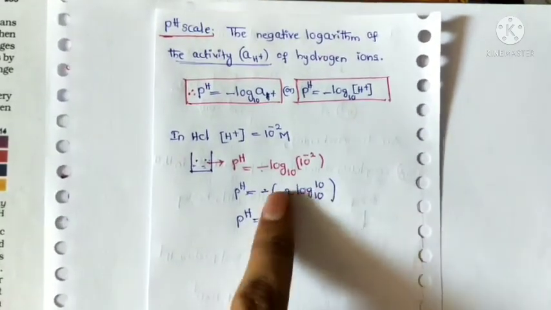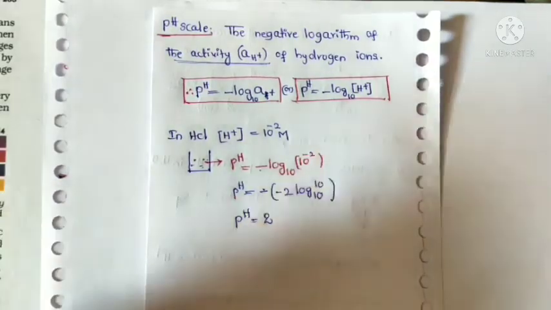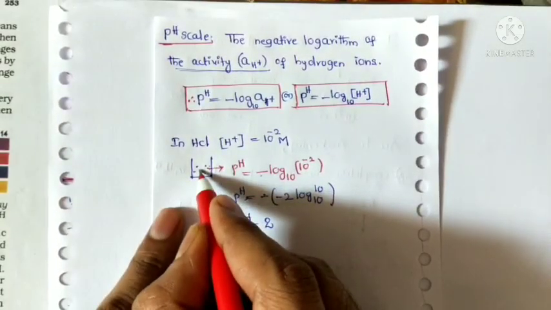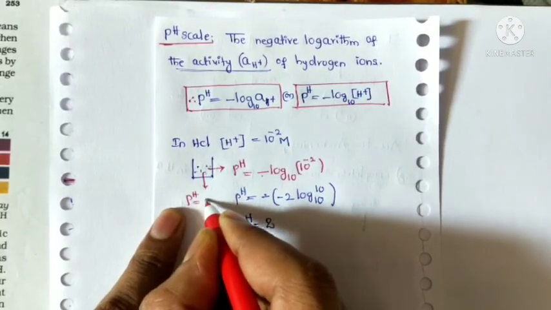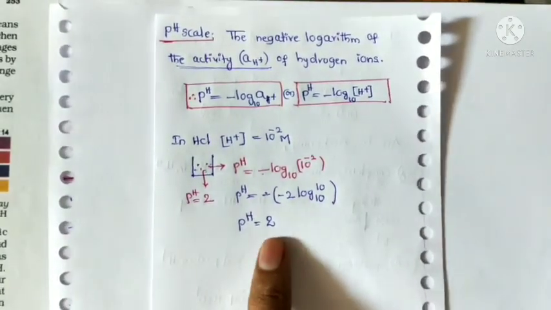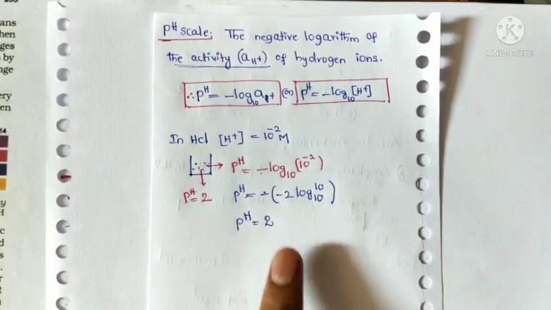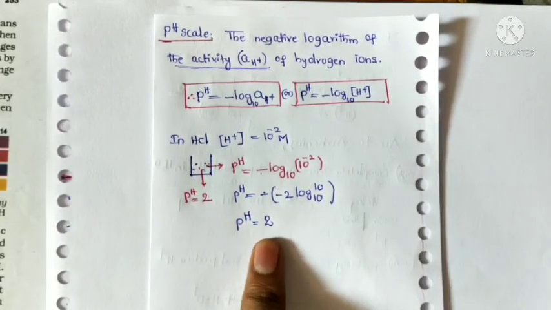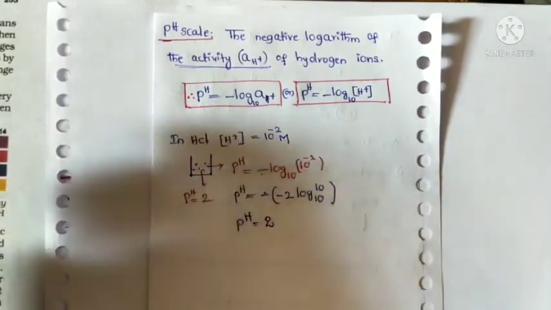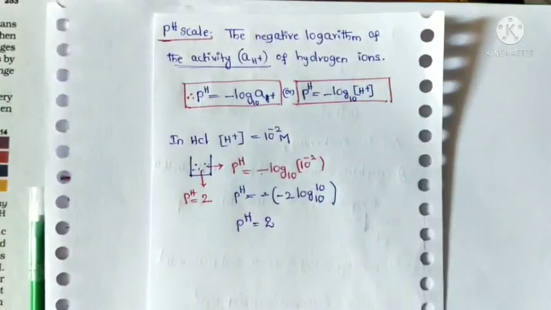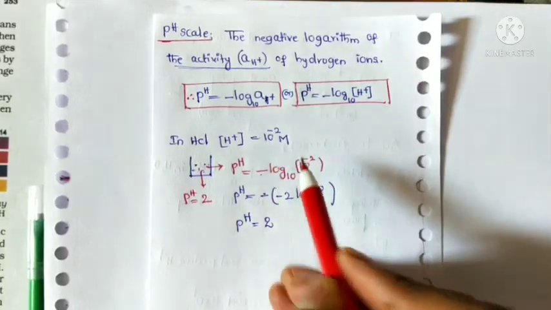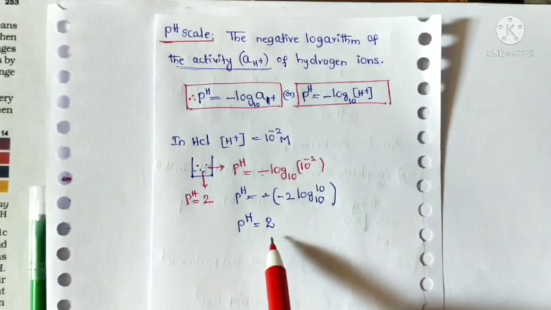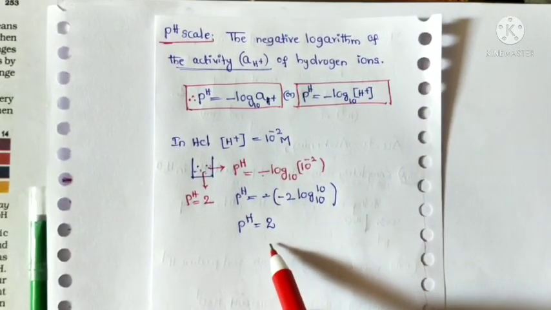Already we know it is a mathematical function. So how much is the pH of this solution? 2. It is a simple expression for the concentration of H plus ions. It is a convenient value. That's why Sorensen introduced the pH scale. Instead of 10 to the power of -2, a pH value of 2 is a very simple and accurate value.